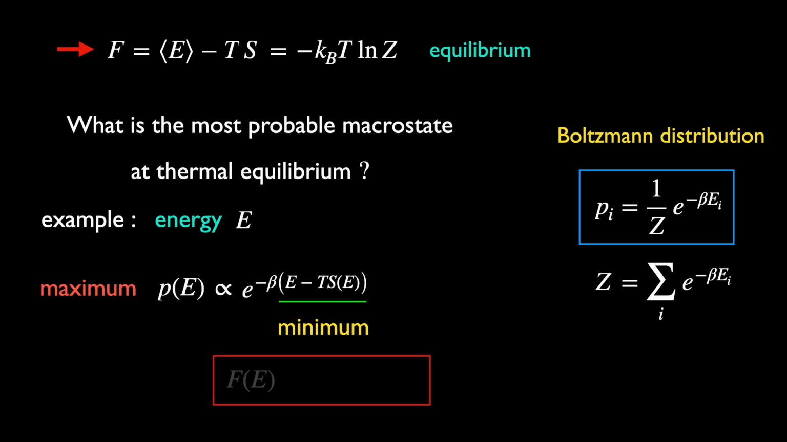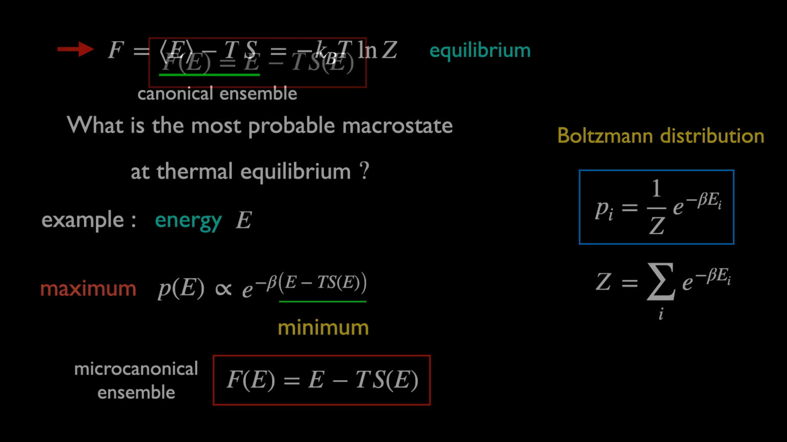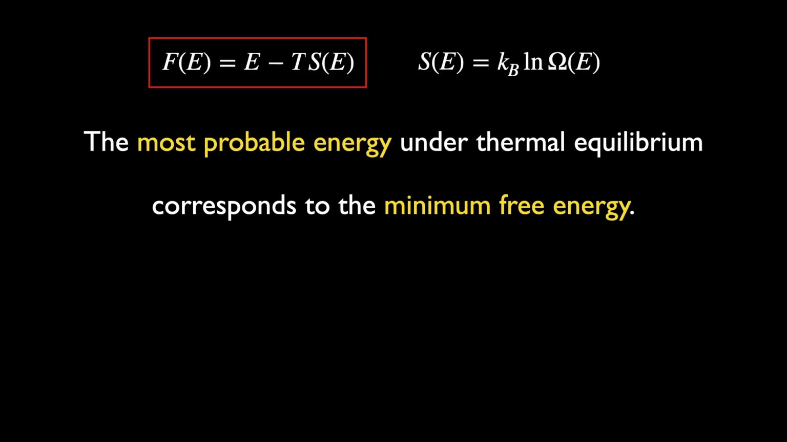This expression corresponds to the free energy of a microcanonical ensemble and has an identical form to its counterpart above, which is the free energy of a canonical ensemble. Thus, the most probable energy that a system could have under thermal equilibrium corresponds to the minimum free energy. This is why many problems in statistical mechanics and thermodynamics involve the minimization of the free energy.